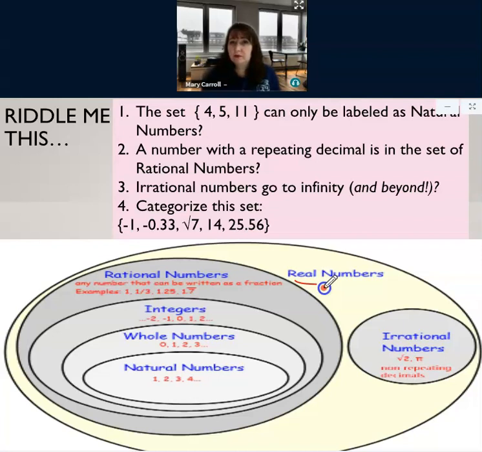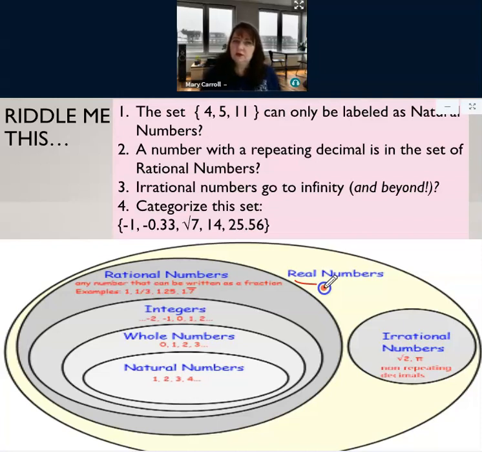So 0.33 repeated is 1/3, and that is a rational number. In that rational number, we have what we call integers. Integers are 1, 2, 3, 4. We also have 0 in there, but then we also have the negative part. So we have -1, -2, -3. There are whole numbers going both directions, positive and negative. Whole numbers only go positives. They start at 0 and they count all the way up to infinity, but they don't go in the negative. Natural numbers are counting numbers, so they'd be the 1, 2, 3, 4. They just don't include 0.